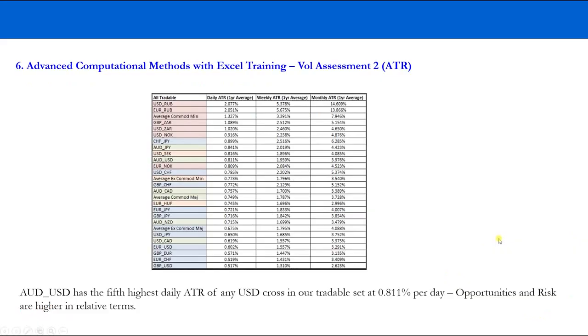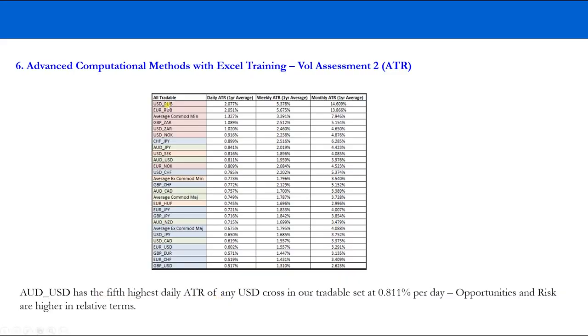What about if we look at this on a relative basis? Well, if we look at our table and we sort by a daily ATR, the overall table is our tradable set, so all our tradable set currencies, currency pairs, and worked out on a 1 year average. So we're looking at the rolling daily ATR, rolling weekly ATR, and rolling monthly ATR as a 1 year average. And when we sort by daily ATR, we can see that the Aussie dollar, US dollar has the 5th highest daily ATR of any US dollar cross.